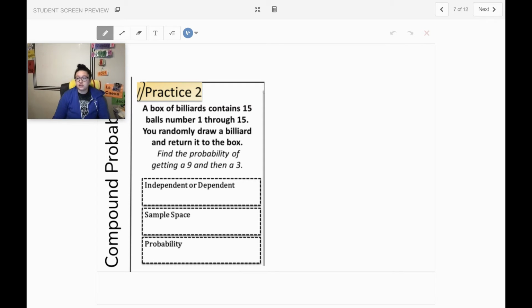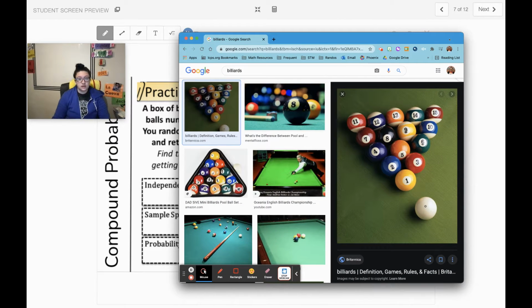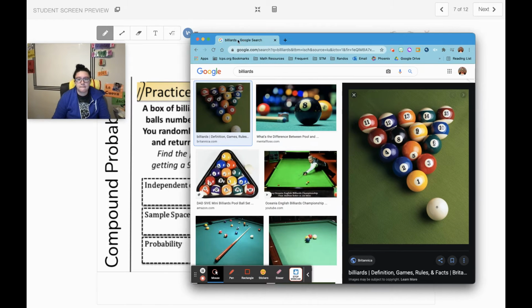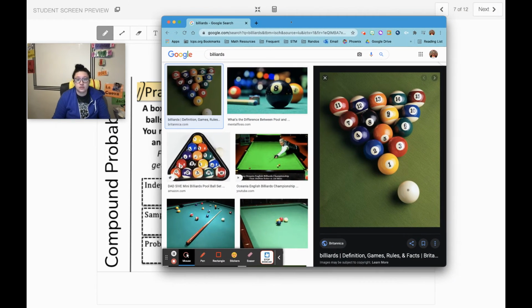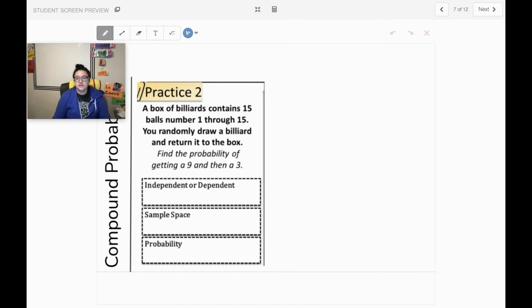If you don't know what billiards are, sorry, I'm pulling up a picture for you. If you've ever played pool, that game of pool where you have the stick and you shoot the balls into the pockets on the sides, that's billiards. So they're saying that it has 1 through 15, which is true. If you count here, we see 1, 2, 3, 4, 5, 6, 7, 8, 9, 10, 11, 12, 13, 14, 15. There's 15 balls. They're not counting the cue, the white ball.